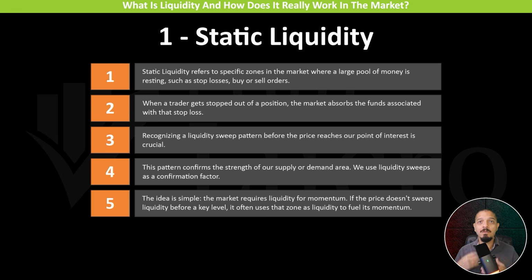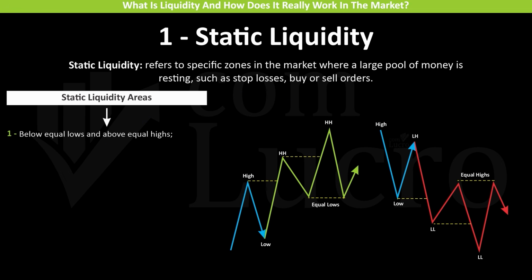When a trader gets stopped out of a position, the market absorbs the orders associated with that stop loss. Recognizing a liquidity sweep before price reaches our point of interest is therefore very important. These sweeps often confirm the strength of a supply or demand area, and many traders use them as a confirmation factor. The idea is simple. The market requires liquidity in order to generate momentum. If price does not sweep liquidity before reaching a key level, that level often becomes the liquidity needed to fuel the next move.